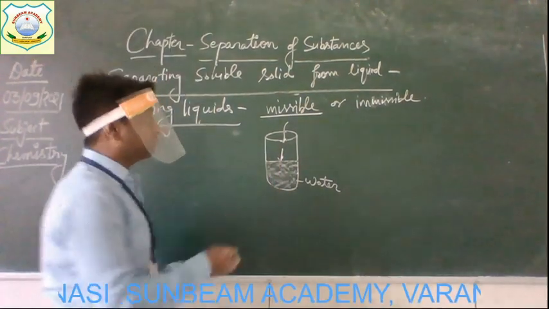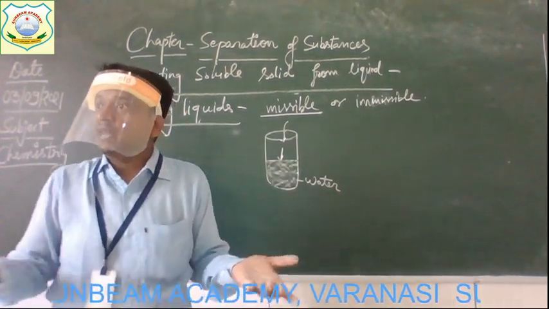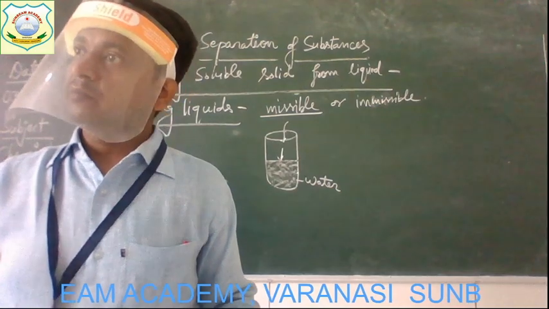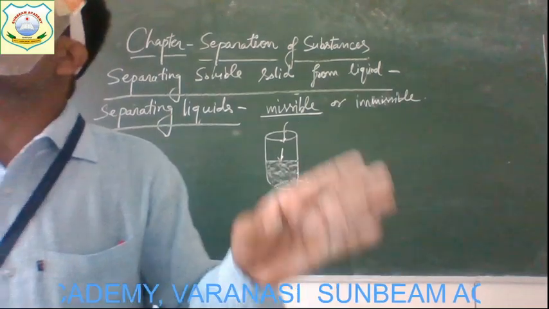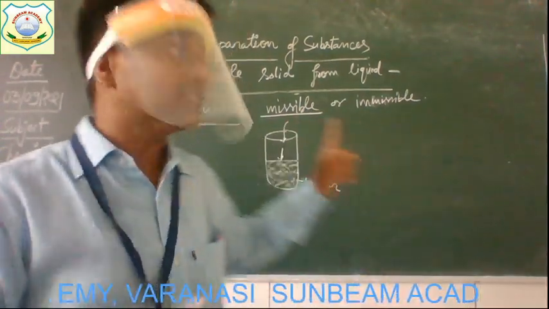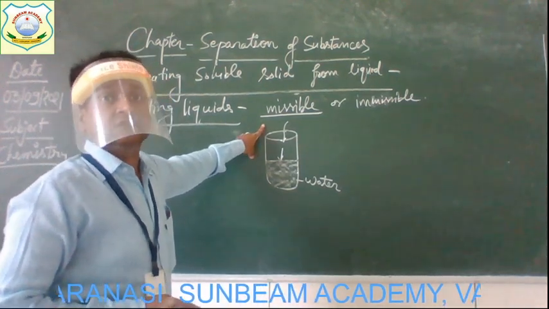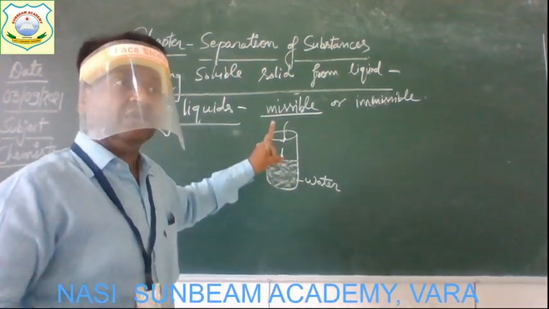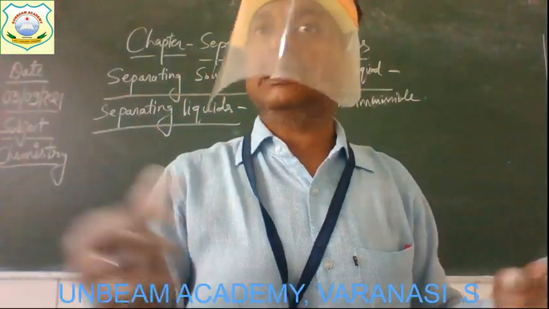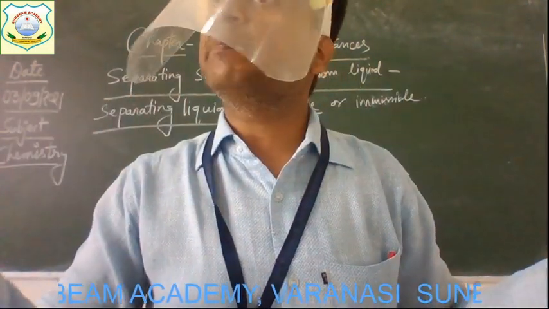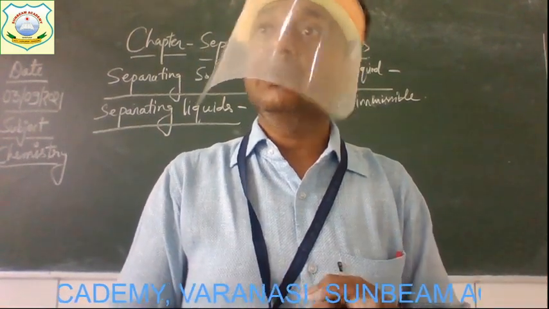In place of cough syrup, you can put a few drops of liquid ink also. So what will happen? Both the liquids get mixed together and are not visible separately. Such kind of liquids are known as, what? Miscible liquids. Those liquids which mix completely together and are not seen separately are known as miscible liquids.